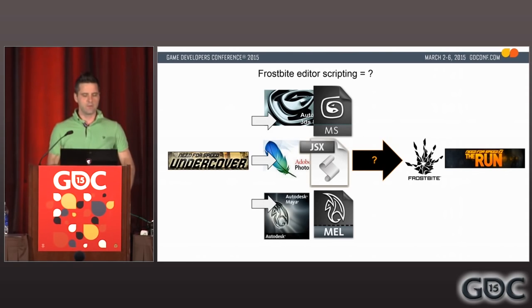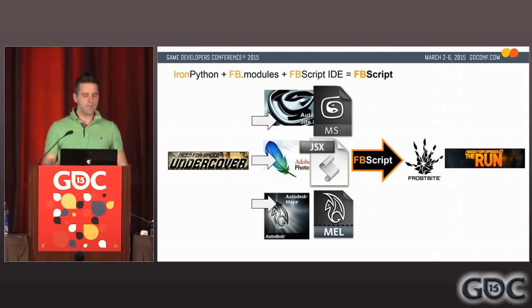So what is Frostbite editor scripting? We had scripting solutions to port a lot of data over from 3D Studio Max to Maya, and we could use all of these different scripting languages to do that. We could do data conversion inside of Photoshop, and we had scripting languages to do that. We didn't currently have a scripting language inside of Frostbite, so when we implemented it, this is what it all turned into. And we'll look at actually how to implement this in just a moment. But this was the solution that we came up with. It was IronPython plus a thin layer, which I'd describe as a thin layer instead of an API, and an IDE. And that's what we call FBScript.